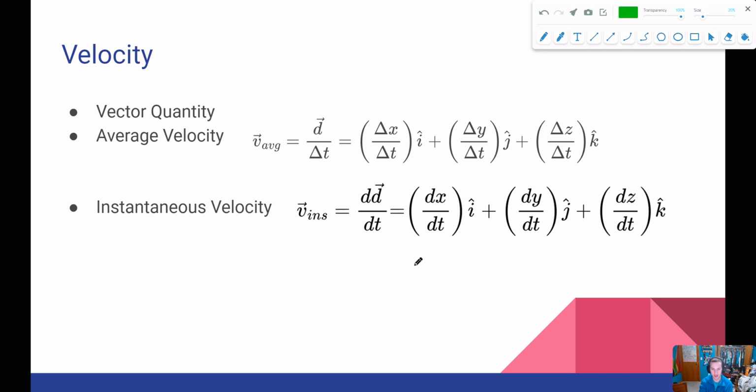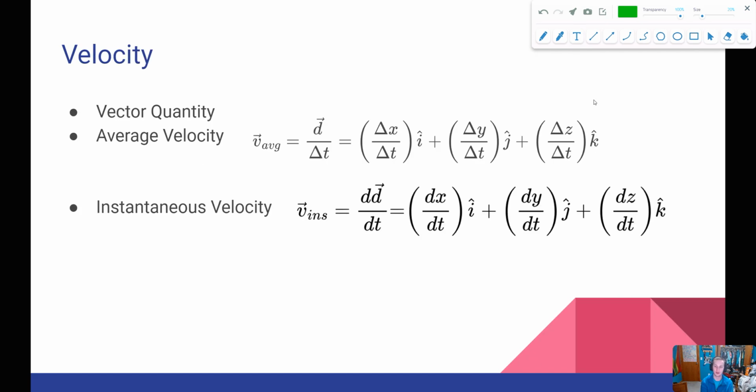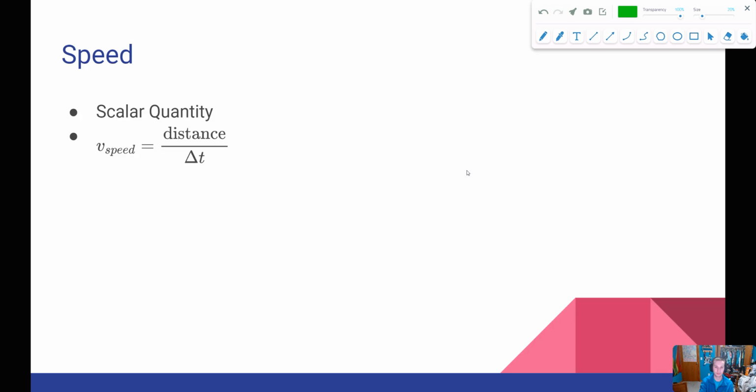But there's also instantaneous velocity, where you take the derivative of your displacement with respect to time, taking the derivative of each component with respect to time, and you get the instantaneous velocity. So the key thing with velocity is that it's a vector. So just make sure that when you're calculating velocity, you're using displacement instead of distance. Otherwise, you should be all right.